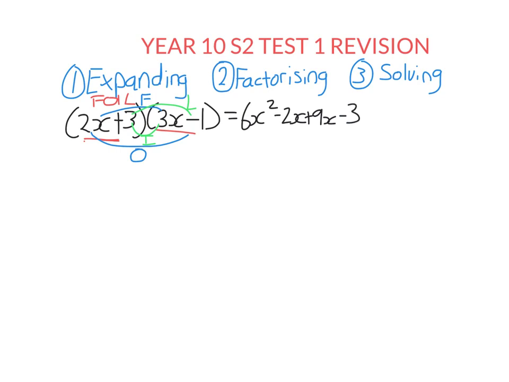After doing that, we see if we can simplify the expression. These two are like terms, so we'll add them together. We get 6x squared plus 7x minus 3.